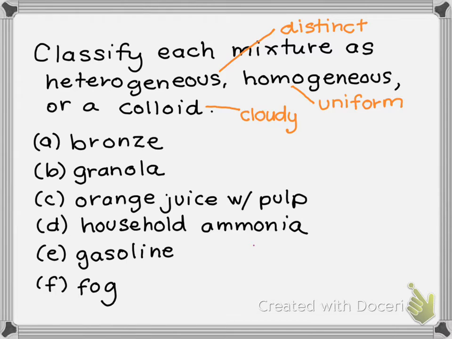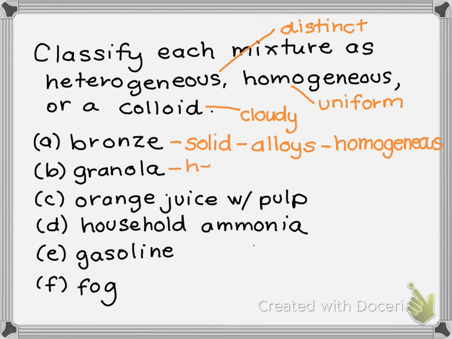Now let's look. Letter A, bronze. So this is a solid. It's not a pure substance. Bronze is a mixture of metals, and mixtures of metals we call alloys. And alloys are homogeneous. Other alloys would be things like steel and 14-karat gold. Granola. So imagine granola, and you can see in the granola oats and nuts and maybe raisins. So you can see all these different things. When you can see the different parts of the mixture, we call that heterogeneous.